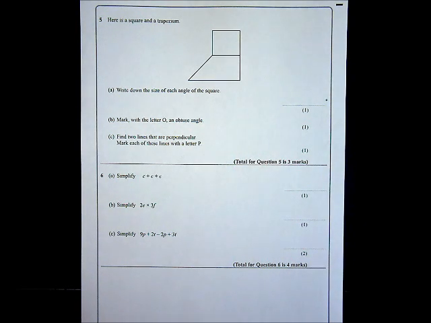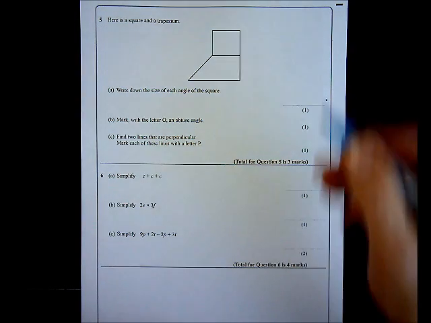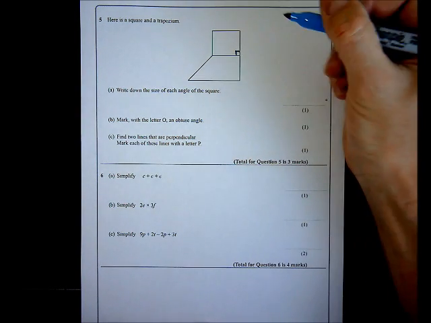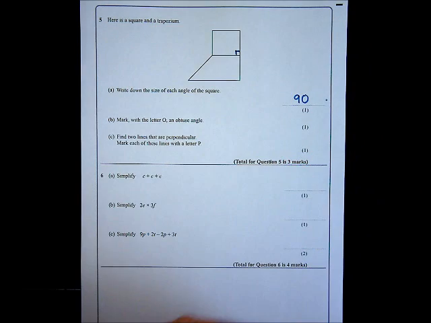On question 5, I'm shown a square and a trapezium, and I'm asked to write down the size of each angle of the square. So each angle of the square will be this here, and I know that's a right angle, and that's 90 degrees.